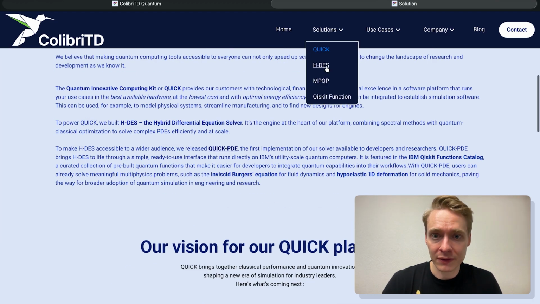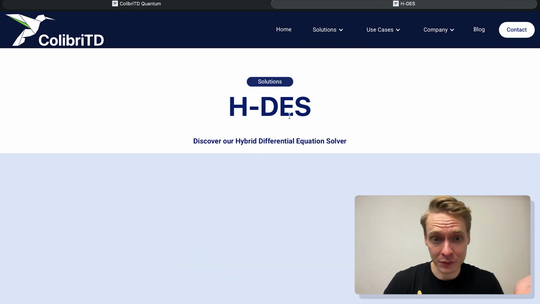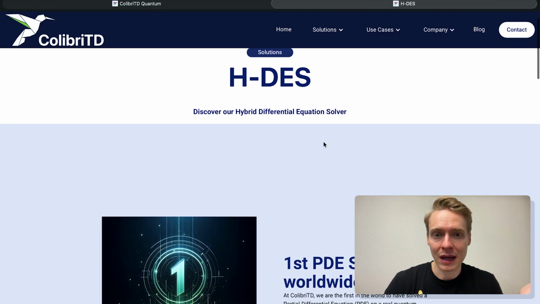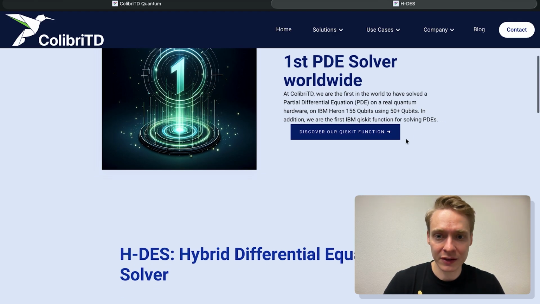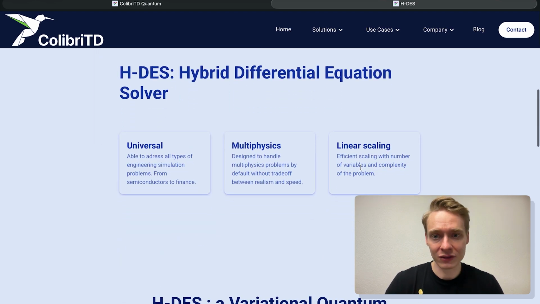And then, of course, there are the other solutions that we've seen before, right? Like the hybrid differential equation solver. So the first PDE solver worldwide at ColibriTD. We are the first in the world to have solved a partial differential equation on real quantum hardware, on IBM Heron, 156 qubits, using 50 plus qubits. In addition, we are the first IBM Qiskit function for solving partial differential equations. And there you can see the function.